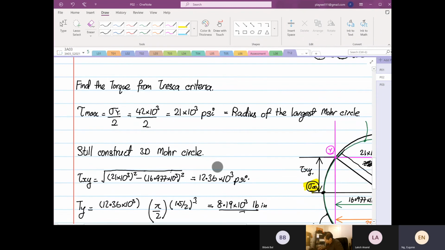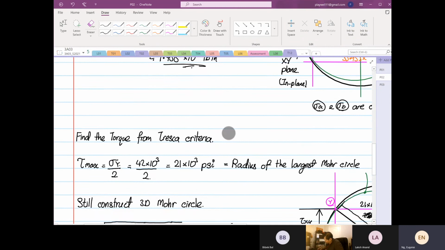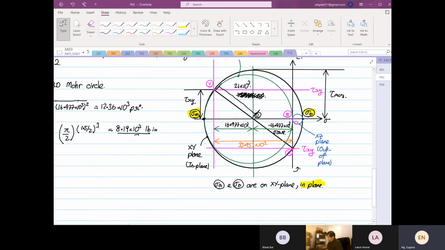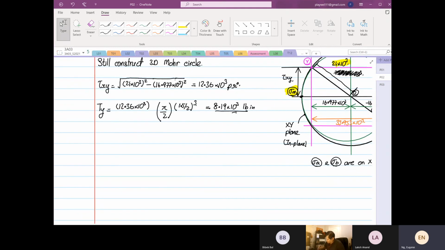Okay, so this one, the one before is also important. So you can see for yourself now. The Mohr's circuit is still the same. The only thing that changed is what? This radius over here. But after you do that, for using Tresca, you still have to check your stress A and stress B. Okay, so we are going to check.